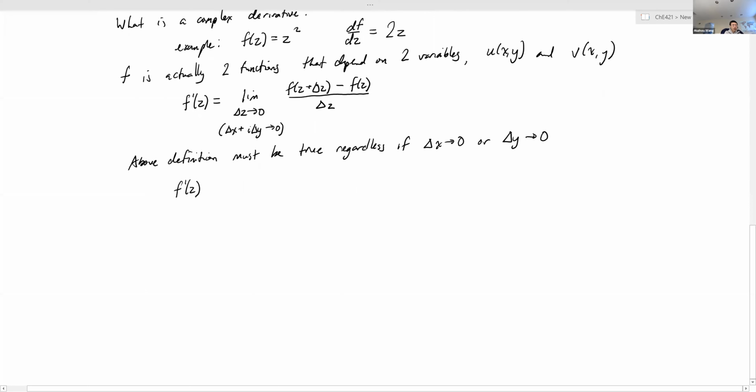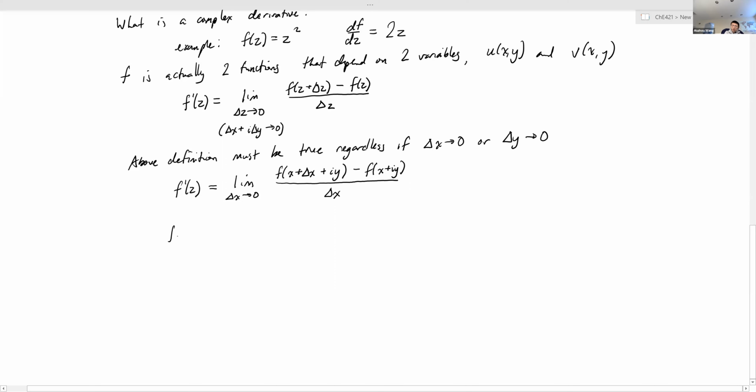So one way of evaluating this f of z, or this complex derivative f prime of z, is we can let delta x go to 0. Okay, and we can say already, let's have delta y already be 0. Okay, then my derivative becomes this, right, minus f of x plus iy divided by delta x. Okay.